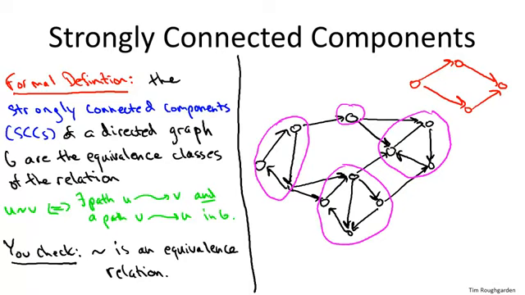So if you take any two nodes which lie in two different circles, you either won't have a path from the first one to the second one, or you won't have a directed path from the second one back to the first one.